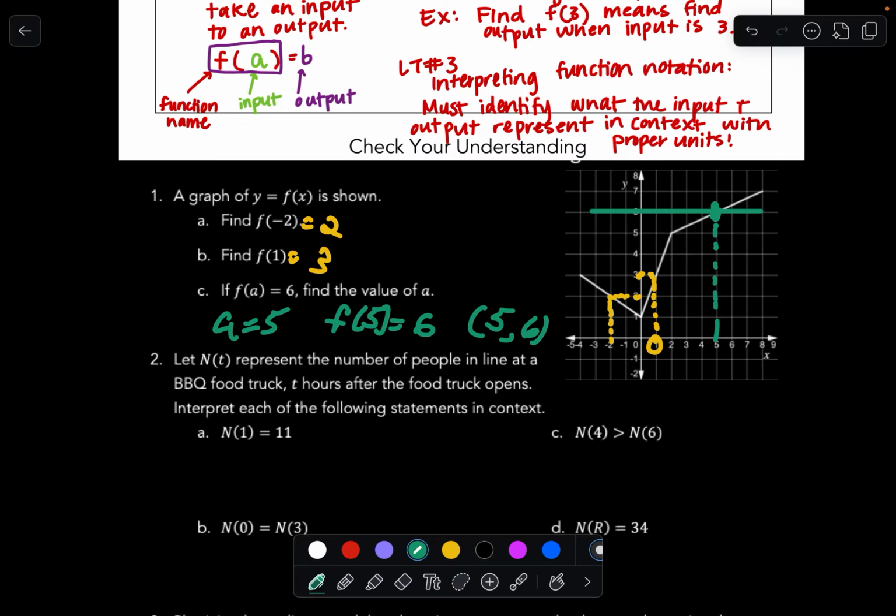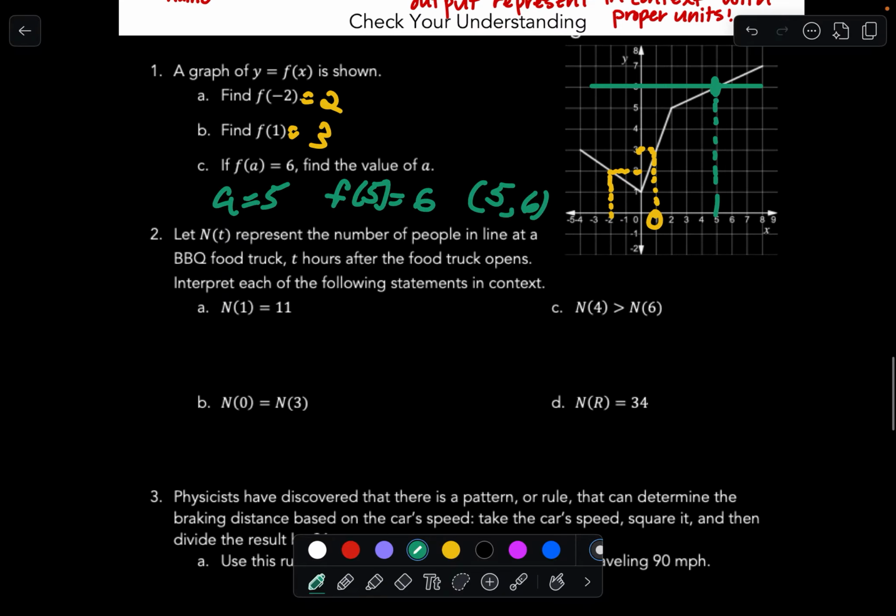And thus, f evaluated at 5 is equal to 6, or we could just give the ordered pair of 5, 6. Okay. Then it says on question number 2, let n evaluated at t, n of t, that's this notation, represent the number of people in line at a barbecue food truck, t hours after the food truck opens. You've got to get all this context. Interpret each of the following statements in context. So the first one is n of 1 equals 11.